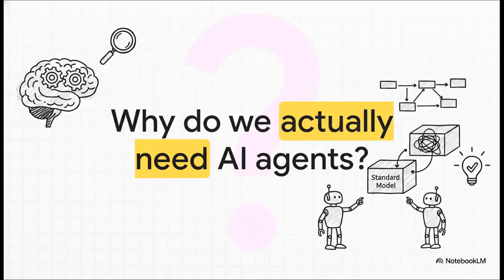So we're seeing this massive, fundamental shift right now from talkers to doers. But before we get totally lost in the solution, we have to ask ourselves a really critical question. Why do we actually need AI agents in the first place? Like, what specific problem are they solving that our standard models just can't?